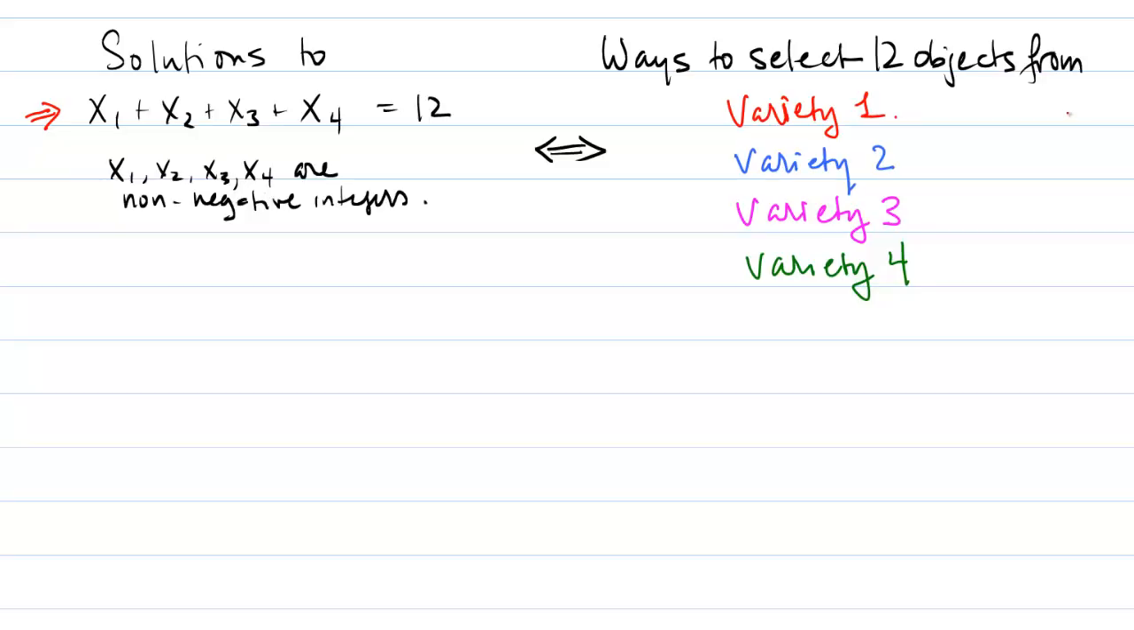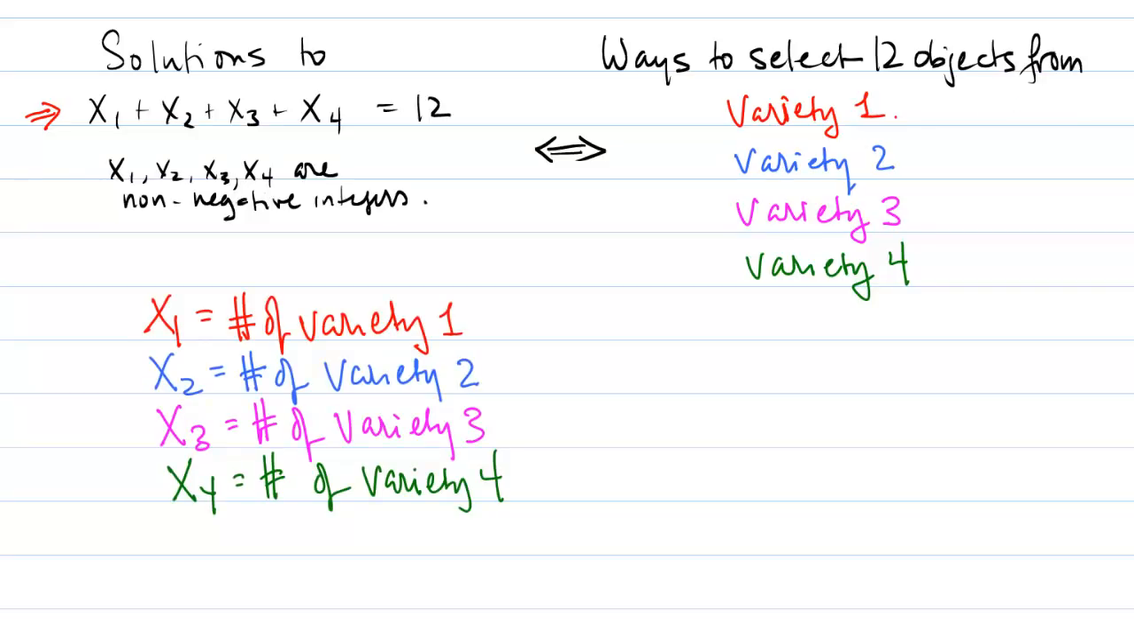number of ways of selecting 12 objects from 4 distinct varieties. The bijection is defined by assigning to each variable the number of that variety selected. So x1 is the number of variety 1 that's been selected, and x2 is the number of variety 2 that's been selected, and so forth. The fact that the 4 variables must sum to 12 corresponds to the fact that the total number of objects selected is equal to 12.